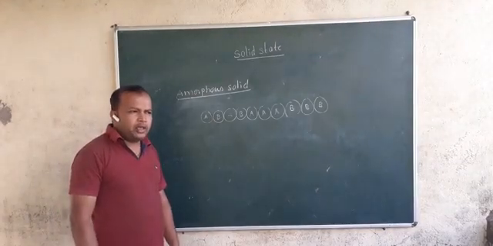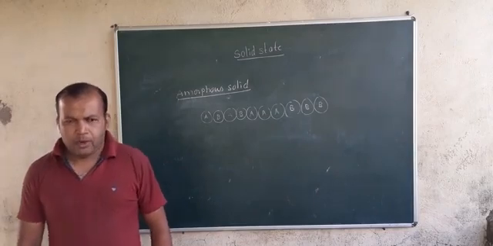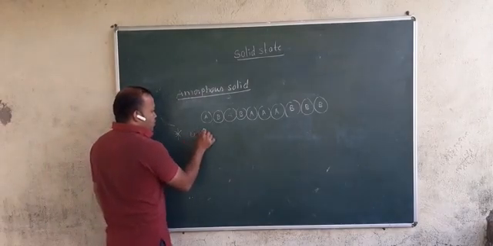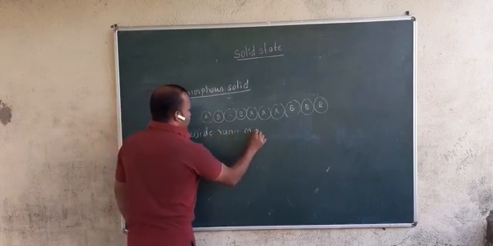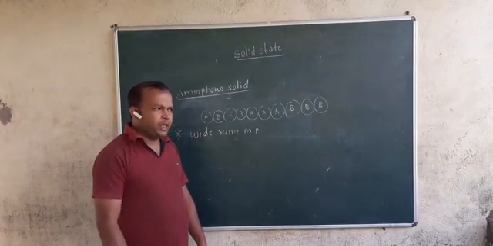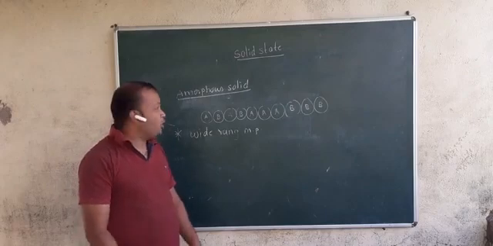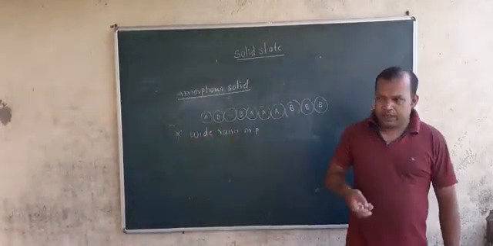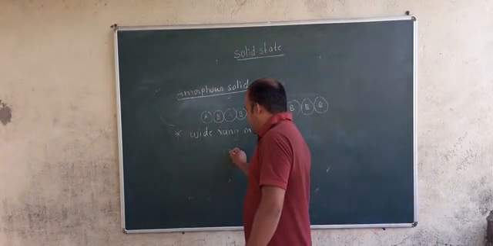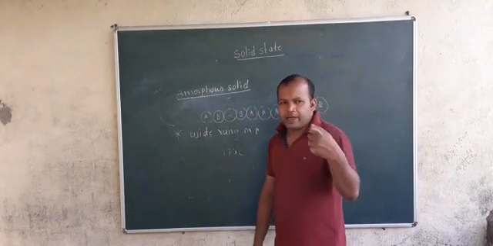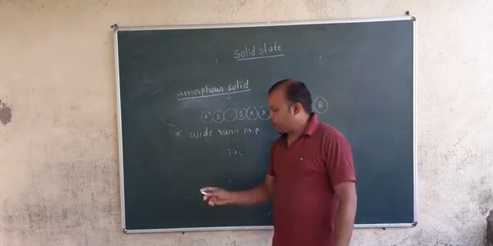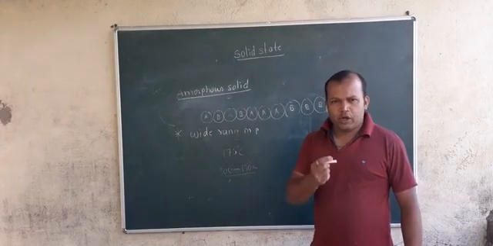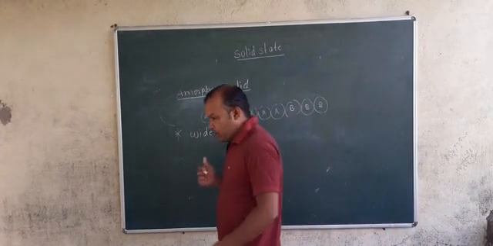In crystalline solids, we have seen they have a sharp melting point. But in amorphous solids, they have a wide range melting point. If you take the example of plastic, because plastic is an amorphous solid, if you heat it, initially it will become soft, then it will melt. Suppose its melting point is 170 degrees Celsius. At 100 it will become soft, then it will melt from 100 to 170 degrees Celsius. It will not melt at exactly 170, it will melt over a range.